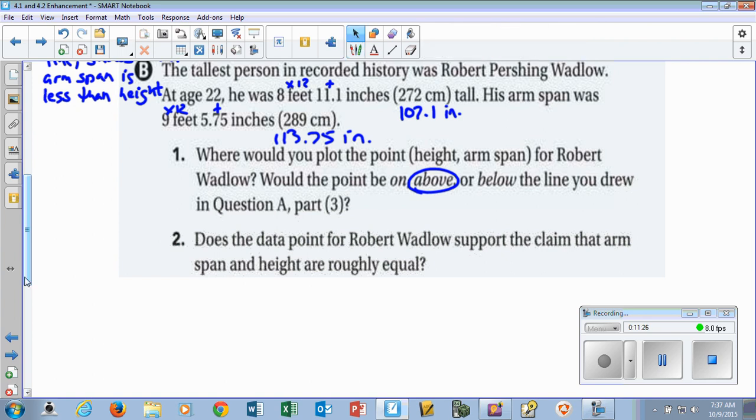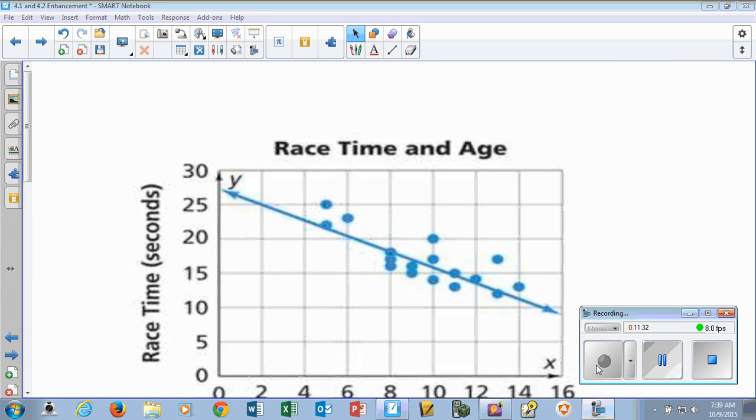All right, so we're going to get ready to move on to part C here. We are moving on to the next page, which is kind of the combination of 4.1 and 4.2 combined. We just kind of finished the 4.1 part.